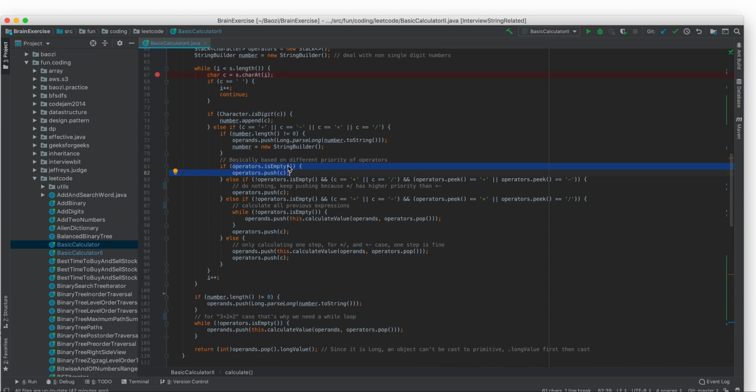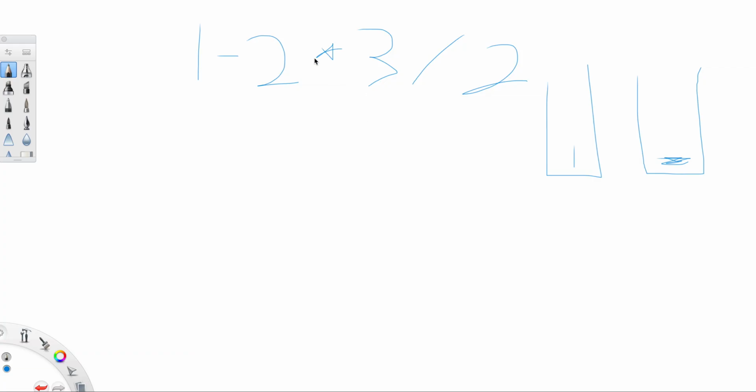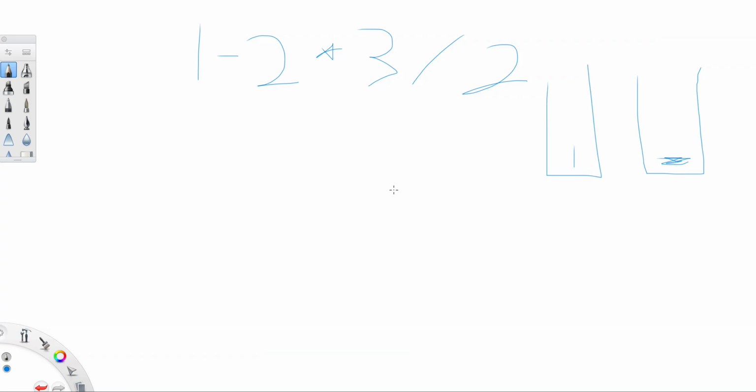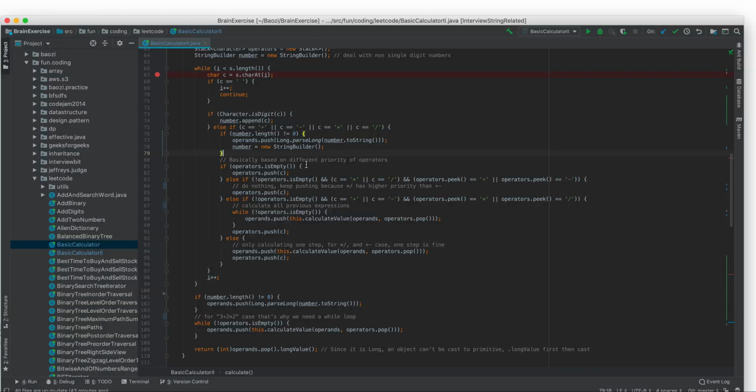So we just keep buffering the number into this number, and now we see a plus, multiplies, a star sign. Once we see a star sign, first of all we need to push this number into the stack, which is 2. So now we have 2 here.